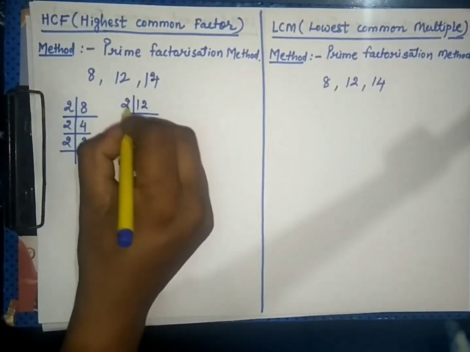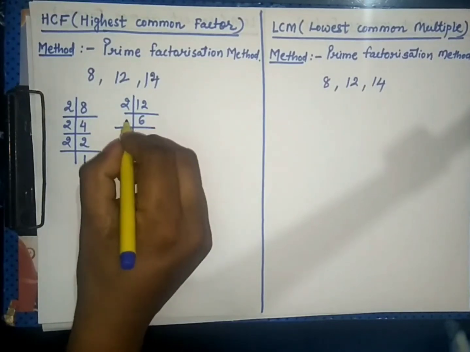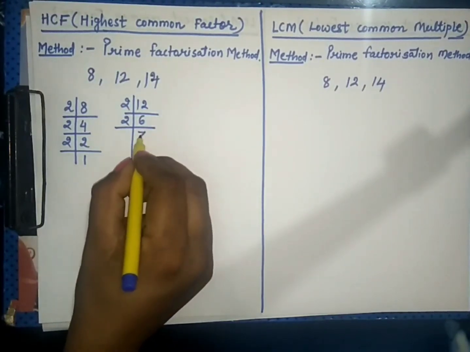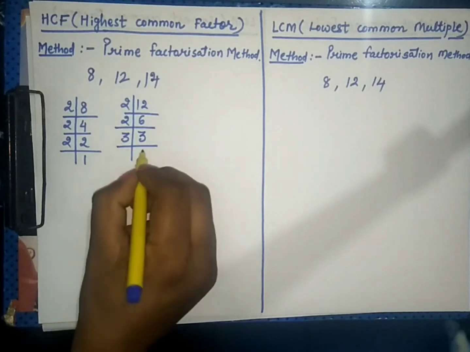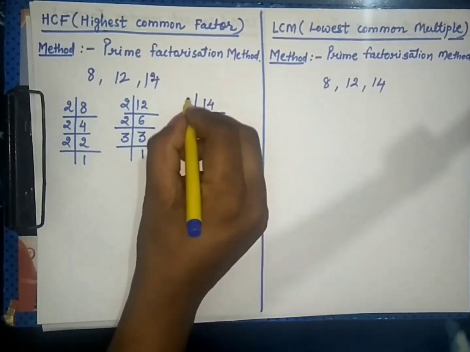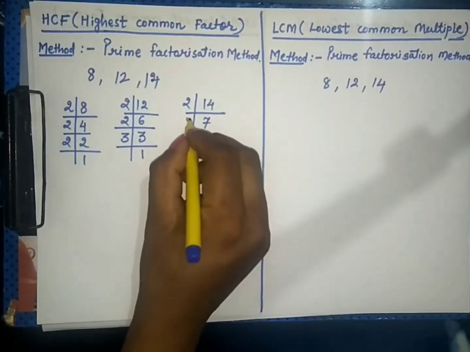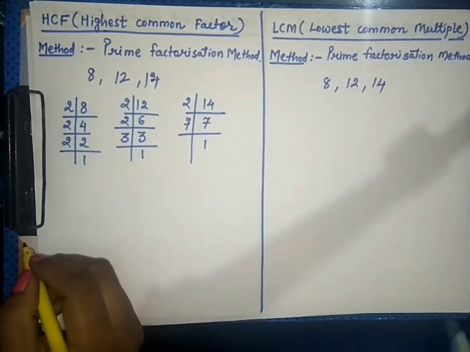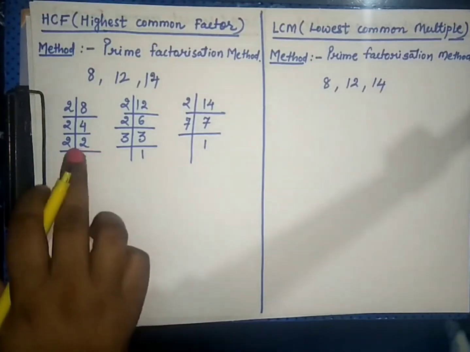Like 12 is divided by the smallest possible prime factor, that is 2. Then 6 is divided by 2 again. Now 3 is divided by 3, it is 1. So here we need to divide the number till we get 1 as a quotient. Here we are done with the three numbers.